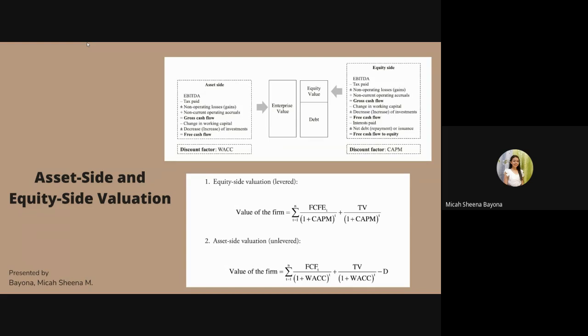As you can see in the formula, variables combine differently within the two. In the equity side valuation, the value of the firm is calculated through the free cash flow to equity discounted by the capital asset pricing model, which will be discussed later. And in the asset side valuation, the value of the firm is calculated through the free cash flow discounted by the weighted average cost of capital, to be discussed also by my group mates.